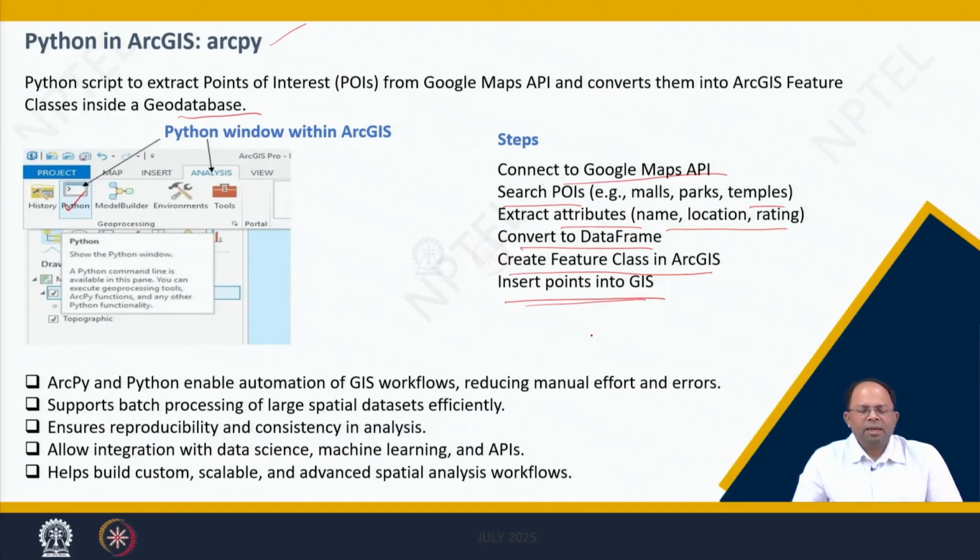So ArcPy and Python enable automation of GIS workflows, reducing manual effort and errors. It supports batch processing of large spatial datasets efficiently. That means we can give a lot of commands together and do it repetitively. Then it ensures reproducibility and consistency of analysis, because again and again I'm not doing it manually. We are just repeating the same commands, and it allows integration with data science, machine learning, and APIs. Why? Because we can do coding in Python, we can do a lot of analysis in between, and then store the data after the analysis. And it can help us build custom, scalable, and advanced spatial analysis workflows.